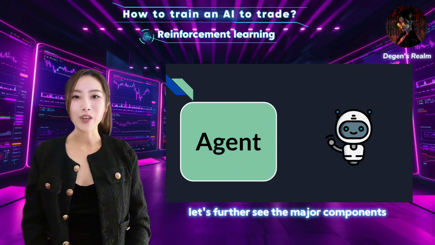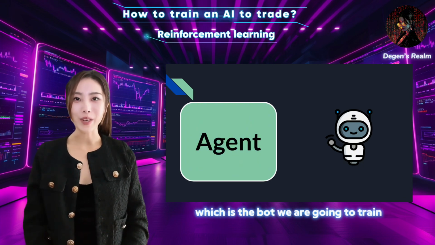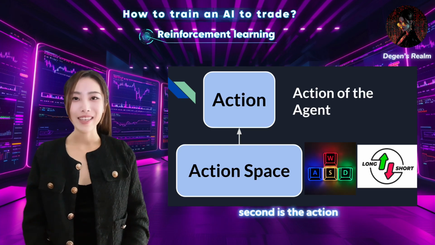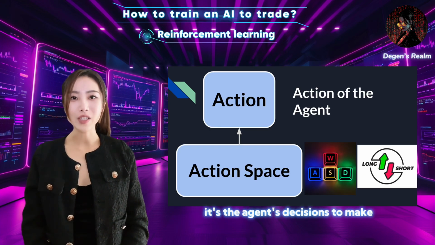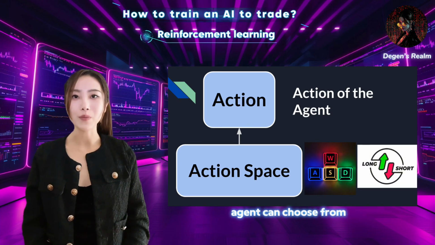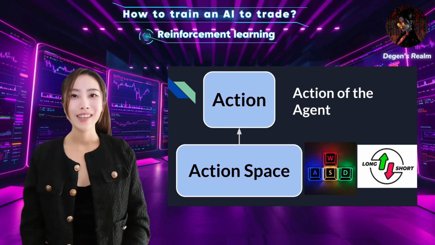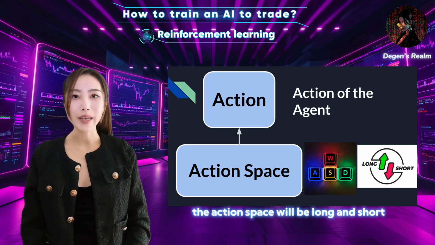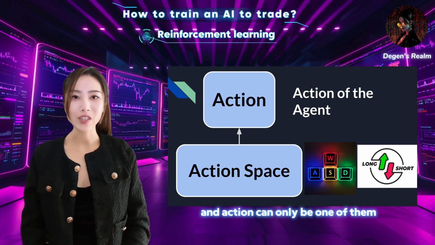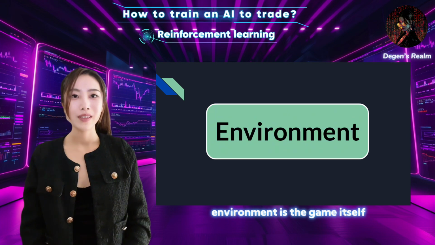Let's further see the major components of reinforcement learning. First, we have the agent, which is the bot we're going to train. Second is the action. It's the agent's decisions to make to interact with the environment. Action space contains all possible actions the agent can choose from. For example, moving left or right or turning the shapes. In the context of trading, the action space will be long and short, and the action can only be one of them.